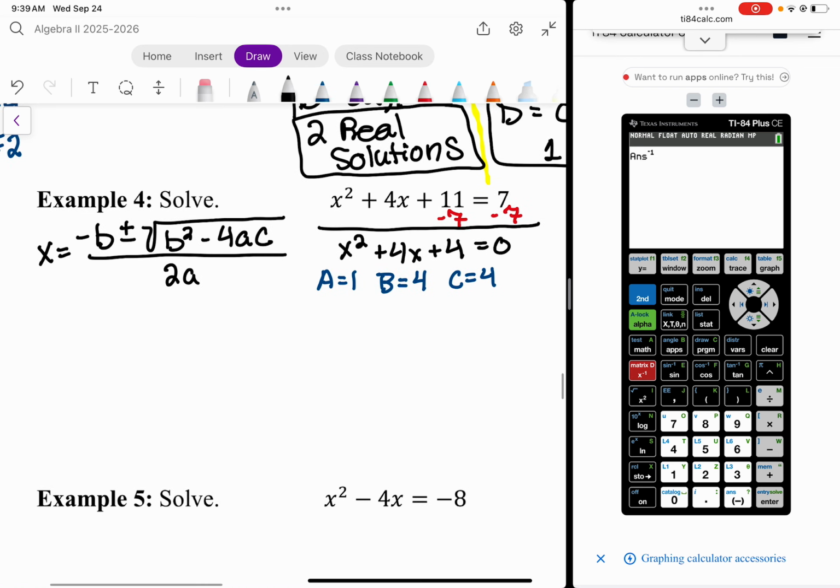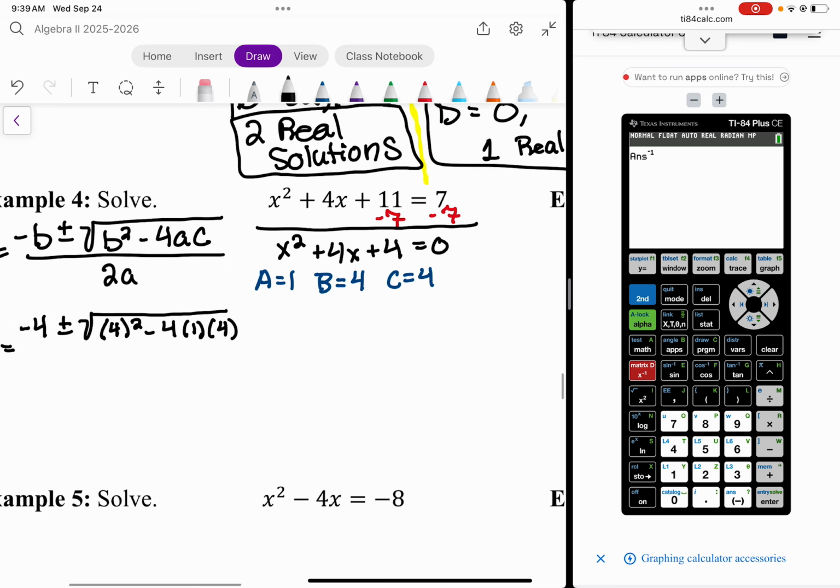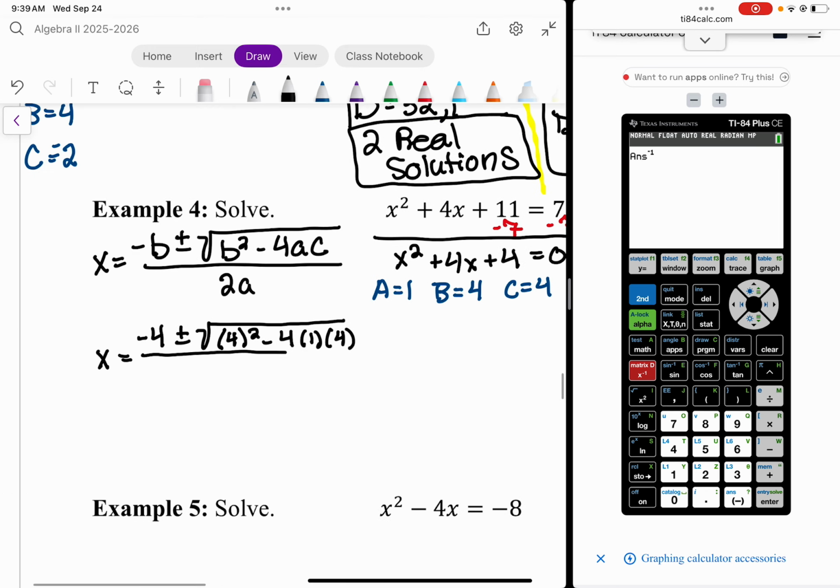values are. So when we substitute in all those values, because it starts with negative b, we're going to do the opposite sign of b. b was positive, so we'll make it negative 4 plus or minus the square root of b squared, which would be 4 in parentheses squared, minus 4 times a times c, all over 2a.